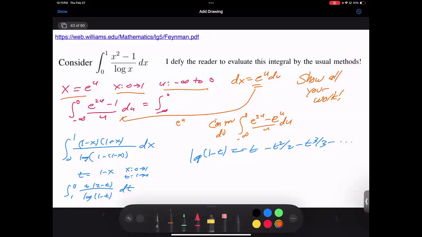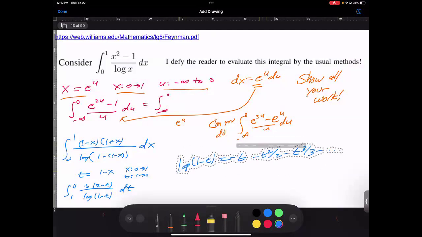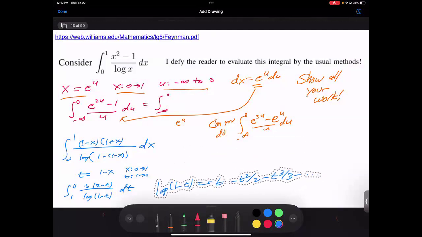Any thoughts on how you could actually evaluate that integral? I mean, you don't want Professor Goldmacher to win, do you? He says it can't be done.